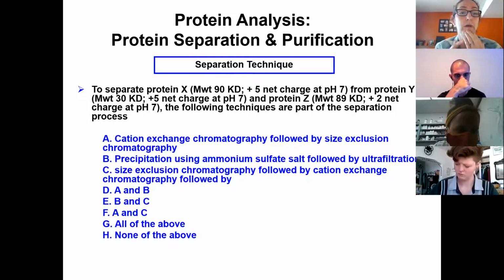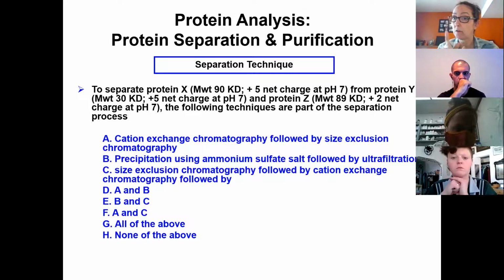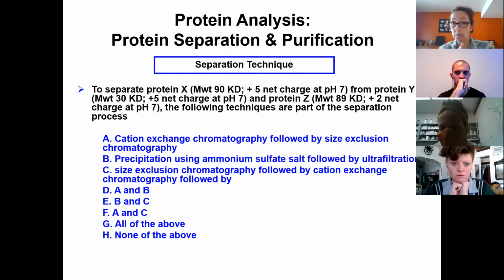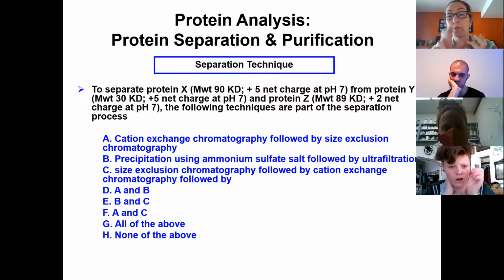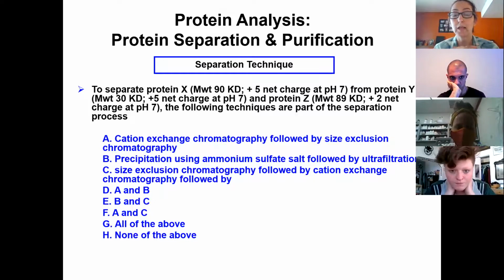Sometimes it has to be at least 3 different modes of separation to get a decent isolation. So here's an example where you have a protein X with a molecular weight of 90 kilodalton and a net charge at pH 7 of +5. You want to separate it from a protein Y with a molecular weight of 30 kilodalton, but the same net charge at the same pH, and another protein with a very close molecular weight, 89 kilodalton, but lower net charge. Which of these approaches would you follow to get that one protein isolated from the other two?